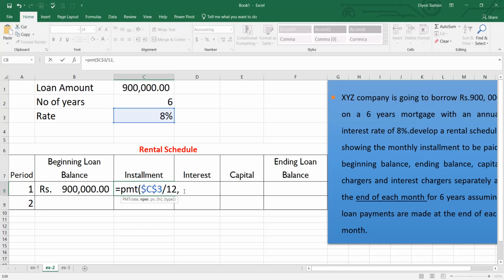Then according to the formula, next one is we have to type the number of periods, that is NPER. In this one, it indicates the mortgage is for 6 years. However, since we are going to prepare a monthly installment plan, we have to multiply it by 12 to calculate the full monthly installments. Then, since this payment is fixed for 6 years, we have to fix the number of years as well.